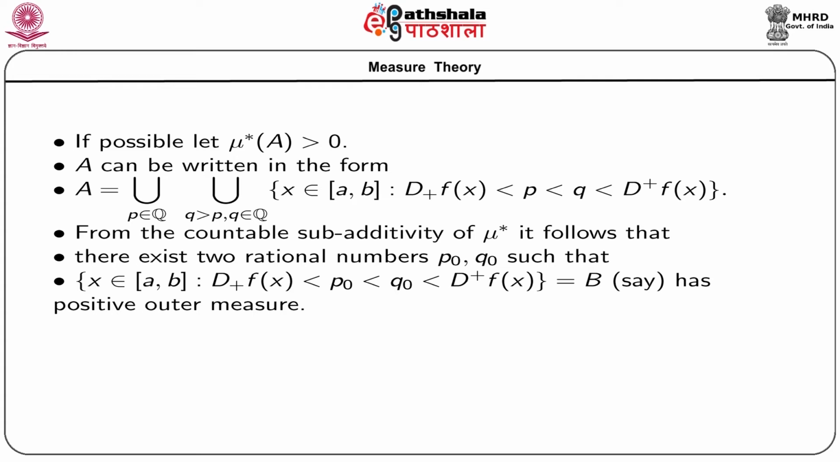As mu star A is strictly greater than 0, this shows that the sum of the series on the right hand side should be greater than 0, and consequently, we have this particular observation that for two rational numbers p0, q0, the set capital B so constructed must have positive outer measure.